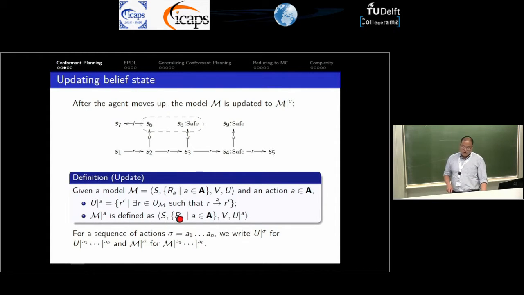In the updated model, the transition system is still the same. It's like the map is still the same. The only thing updated is the belief state. Similarly, we can also define updating a belief state with a sequence of actions, just updating consecutively.